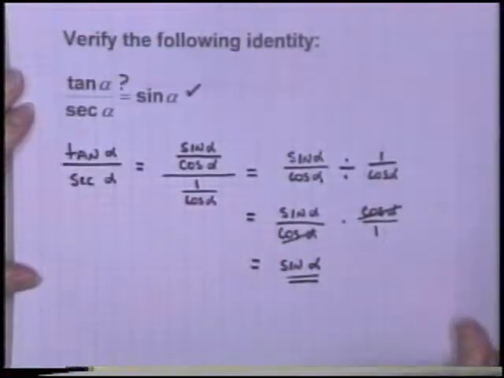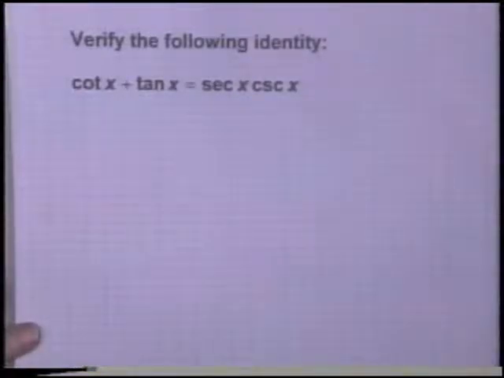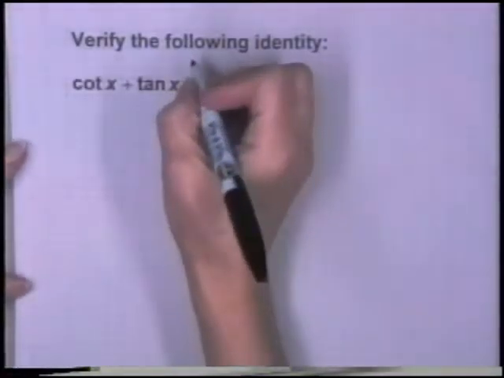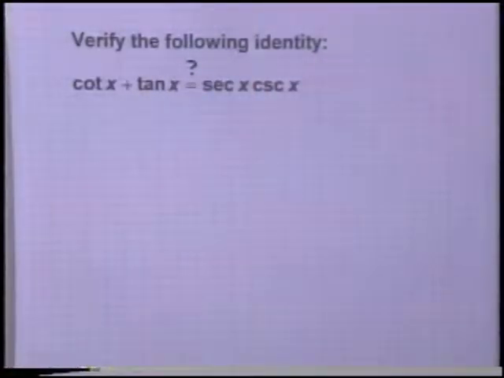All right, well, let's take a look at another identity. Verify the following identity. Cotangent x plus tangent x equals secant x times cosecant x. Now, again here, that's a question mark right now. We don't know, but we're trying to prove that these are equal to each other.